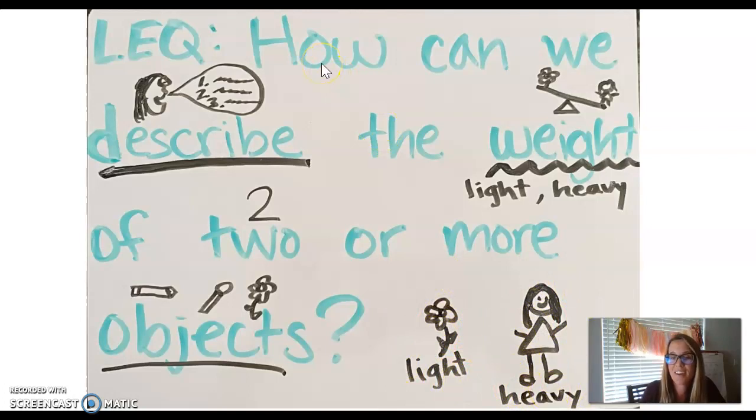Okay, let's read it together. Here we go. How can we describe the weight of two or more objects?